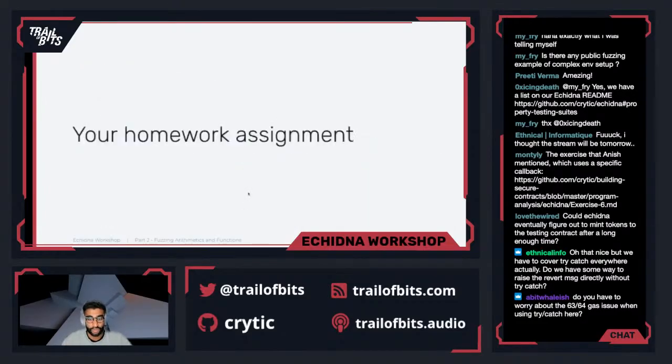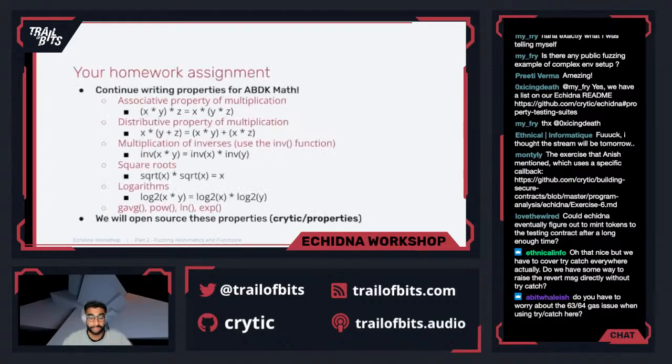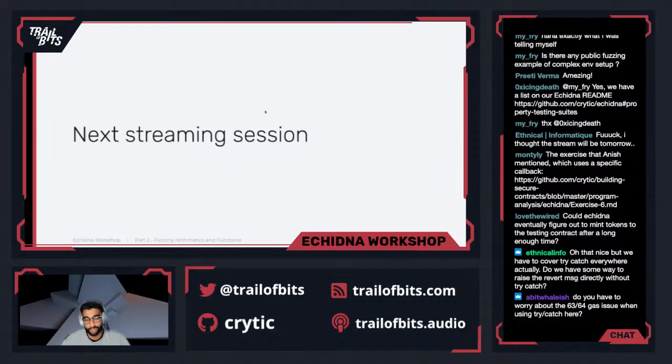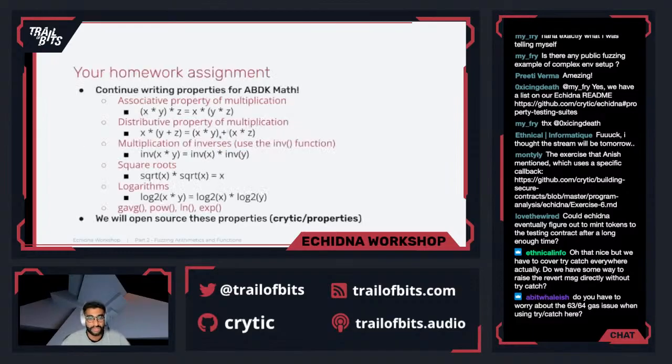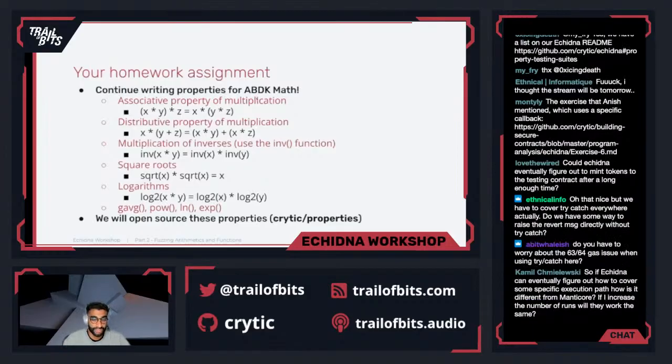Okay, your homework assignment, similar to last week: continue writing properties for ABDKMath. We can get a lot more fancy. The ones we did were pretty simple. Associative property of multiplication, distributive property, multiplication of inverses, square roots, logarithms. Note that almost all of these will have precision loss. And so really the challenge here is you can obviously loosen your assertions and say they're approximately equal, but it would be way cooler if you can precisely say, I expect exactly this much precision to be lost when I'm testing the associative property of multiplication, and use that as a property.